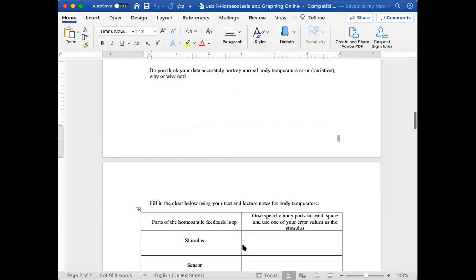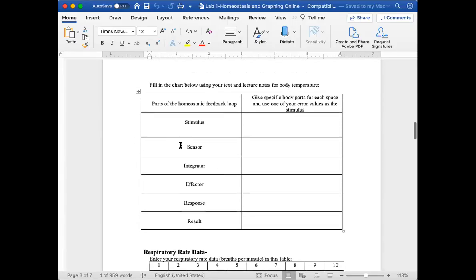And then you can answer the questions. Then I have you do a homeostatic feedback loop for body temperature. All right, so you can give me an increase or decrease in body temperature, and you should know both for lecture and lab. So we went over an increase in body temperature for lecture. You should be able to figure out a decrease in body temperature. So you might want to work on that and draw that out.